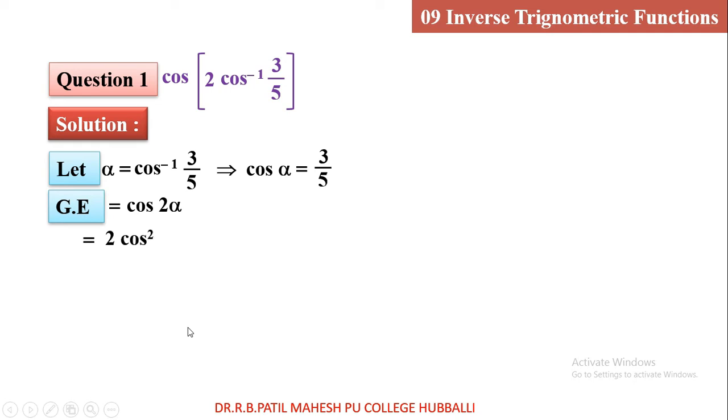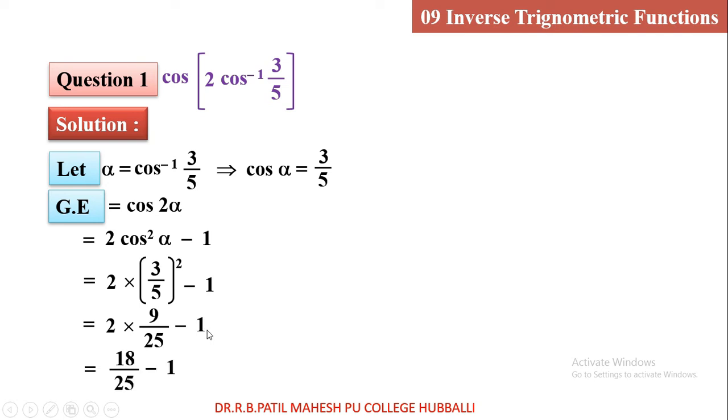So cos 2 alpha can be written as 2 cos square alpha minus 1. Now I am going to replace the cos alpha value, that is 3 by 5. So cos square alpha can be 3 by 5 the whole square, minus 1. On simplifying, 2 into 9 by 25 minus 1, and 18 by 25 minus 1, and after the simplification you are going to get 18 minus 25 upon 25, and this is going to be minus 7 upon 25. Dear students, minus 7 by 25 is the value of the expression cos 2 cos inverse 3 by 5. So using trigonometric formulas, hope you followed. Like this I am going to solve the questions.